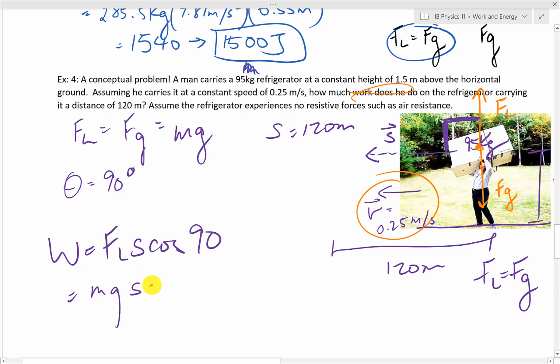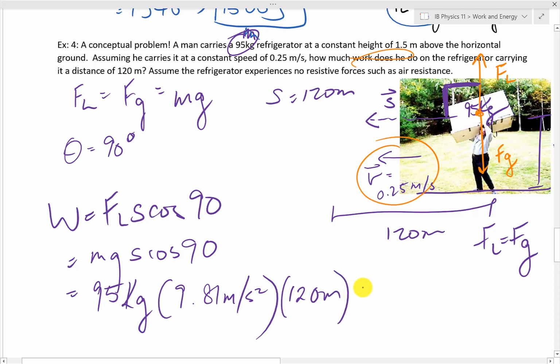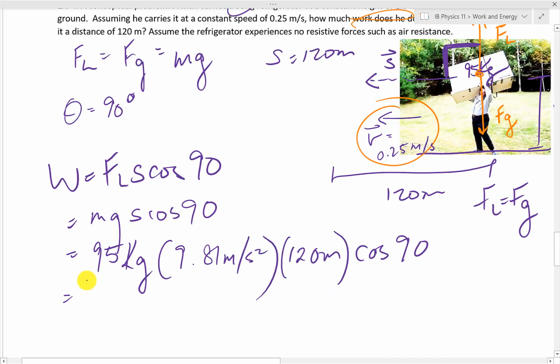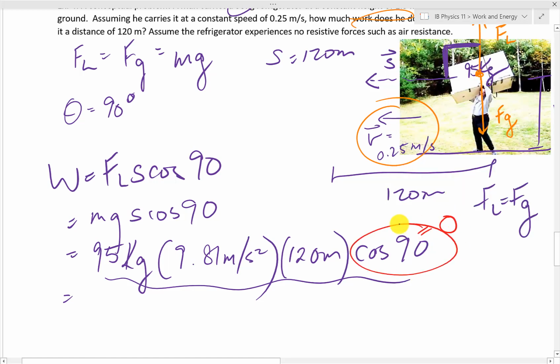Since the lifting force is mg, let's just put it in. The mass is 95 kilograms. Gravity is 9.81. Displacement 120 meters. And cosine 90. Well, before we calculate all this, let's take a look at what cosine 90 is. Putting it in the calculator, we get cosine 90 equals 0.